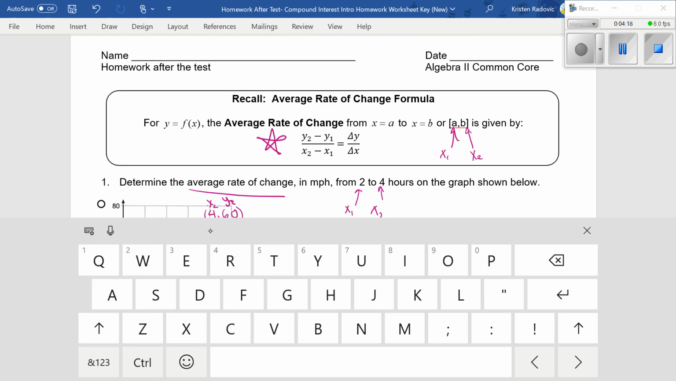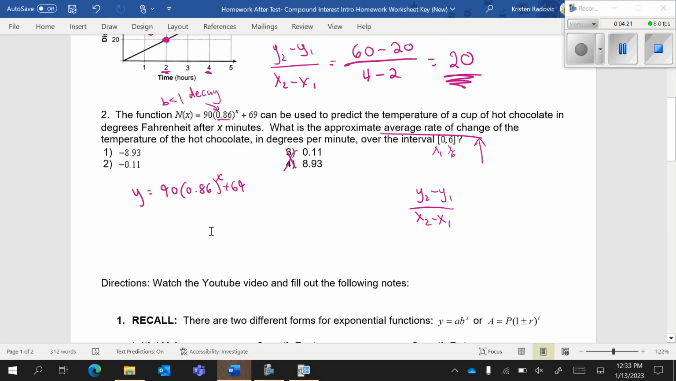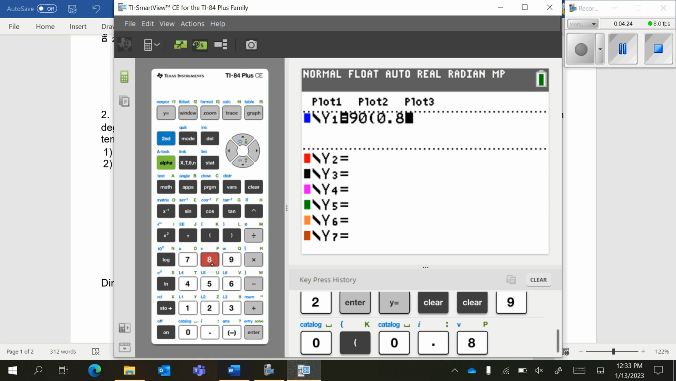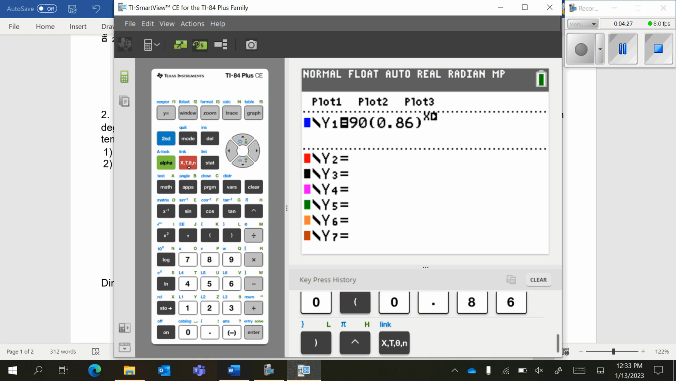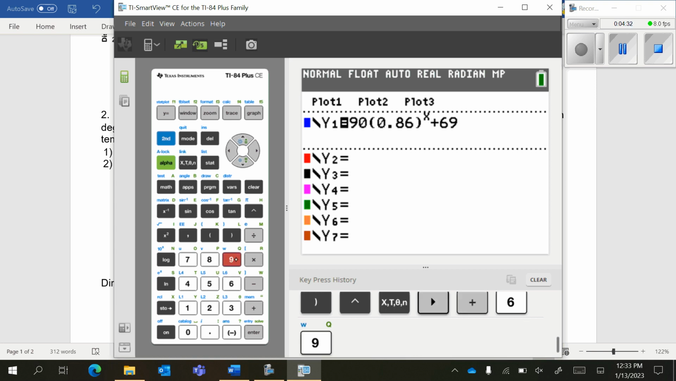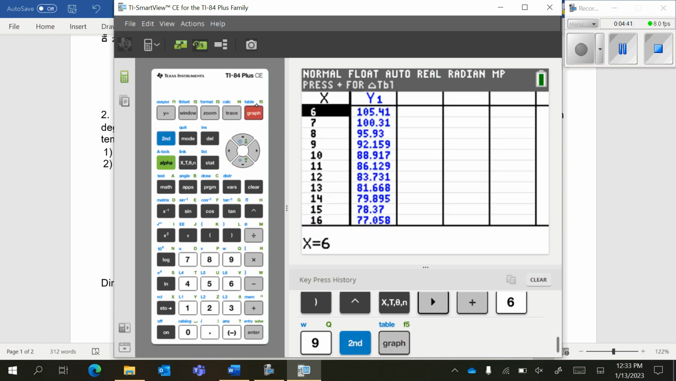90 times 0.86 to the x plus 69. All right, so let's see. If you also think about it, this equation should have a negative average rate of change because we're talking about a cup of coffee and the temperature of it. The temperature of the cup of coffee is going to decrease, right? When you get a hot steaming cup of coffee, it starts to cool down, which means the temperature is decreasing. It makes sense to have a negative average rate of change.